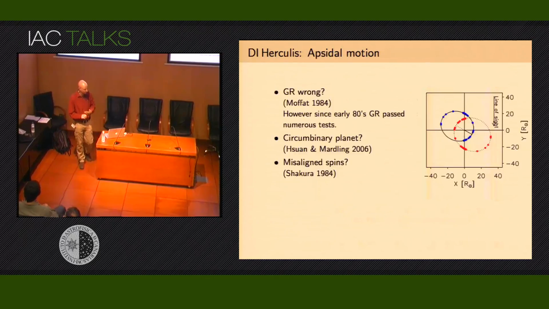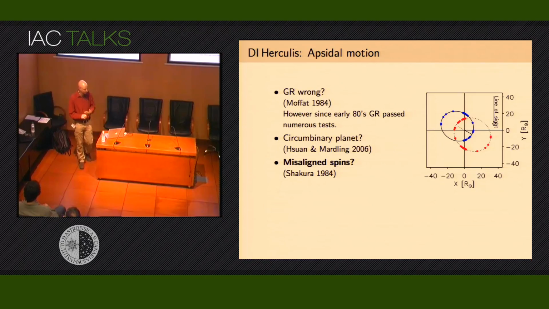So people have thought about what could cause this disagreement. At the beginning of the 80s, people thought maybe GR is wrong. However, GR has passed numerous tests, so maybe it's good to look for a less costly explanation. Of course, there could always be another body in the system, but for this particular system, even a Jupiter-sized body could cause this disagreement. So this would be a theory which would be very difficult to falsify or to show that the planet is there.